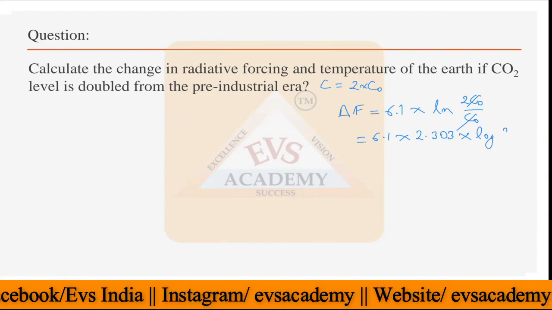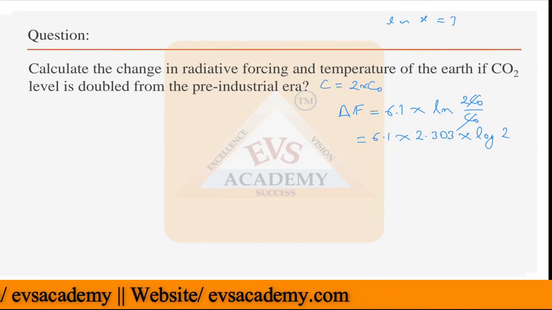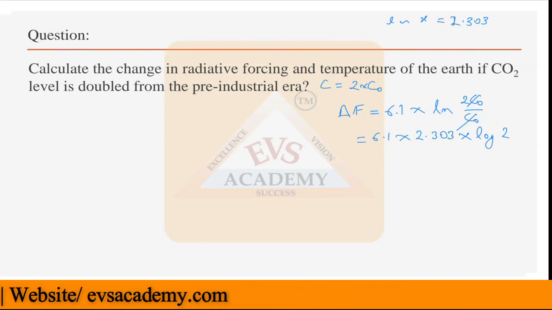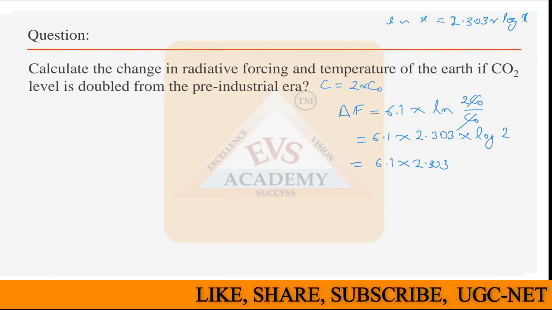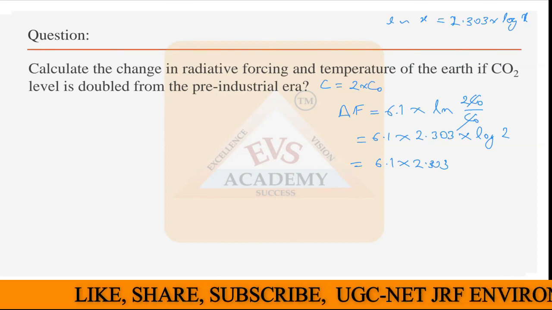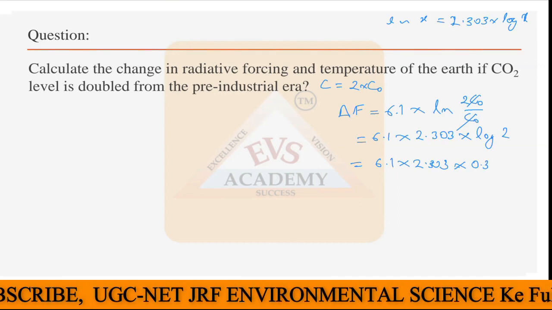So I have already told you the formula. ln x is equal to 2.303 multiplied by log x. The same formula I am using here. So this is now 6.1 multiplied by 2.303. This would be almost around how much? Let's see. Multiplied by 0.3010.